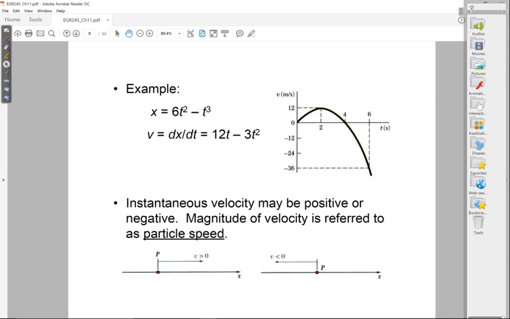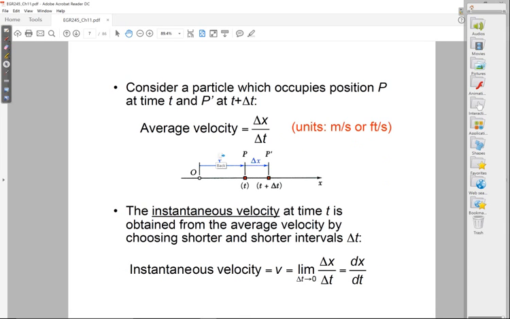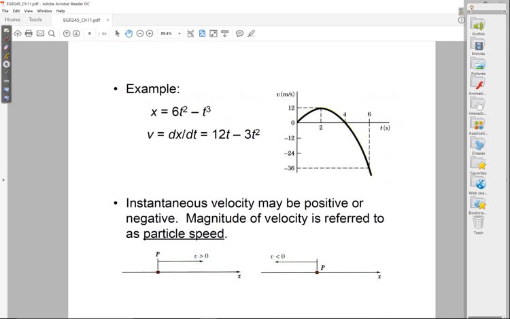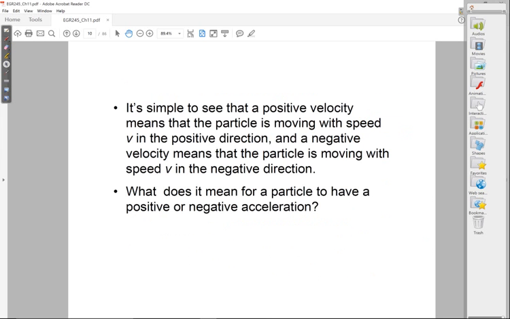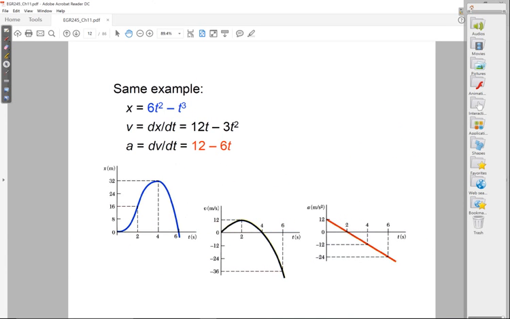Same thing for velocity. If I have this equation for velocity as a function of time, and I want to know how fast this object is moving, then I just plug in whatever time I'm interested in, and I can find its exact velocity. And of course, we can do the exact same thing for acceleration. So x was 6t squared minus t cubed. We differentiated once to get 12t minus 3t squared. Differentiate again, you get 12 minus 6t. That's acceleration as a function of time.